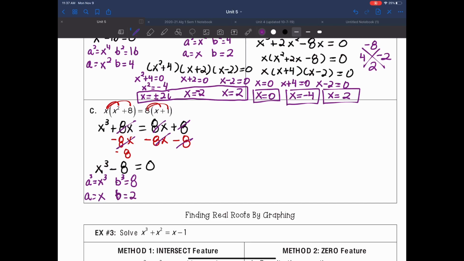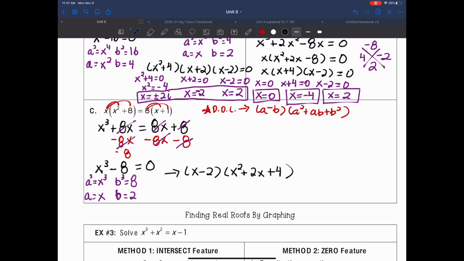So I'm going to plug that into the difference of cubes formula. Let me just write that down to refresh your memory. If we have a difference of cubes, that's going to be (a minus b) times (a squared plus ab plus b squared). So let's break that up and put that into factored form. Factored form here is going to be (x minus 2), or a minus b, times (x squared), or a squared, plus a times b, which is plus 2 times x, plus b squared, which is 2 squared, or 4. And that is equal to 0.